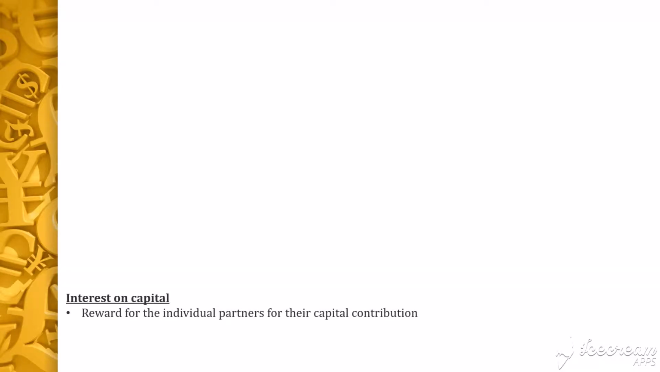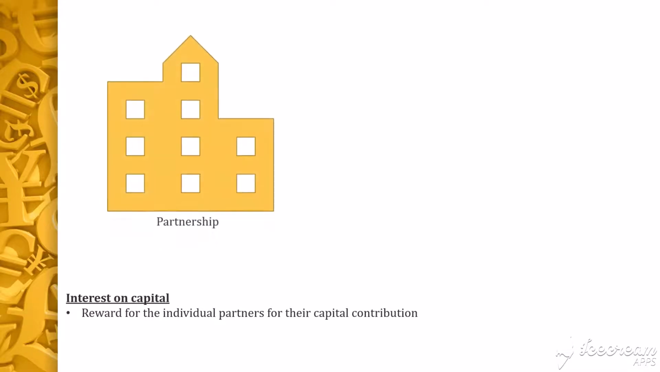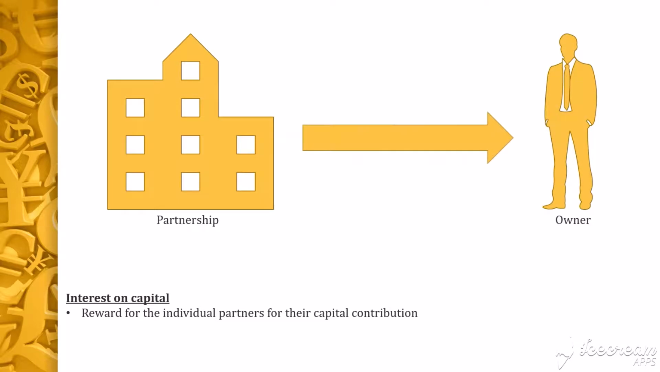Let's start with the interest on capital. Interest on capital rewards the individual partners for their capital contribution to the partnership. Here, the partnership will pay the individual partners the interest on their capital balance. Since the partnership pays the individual owners, interest on capital is an expense for the partnership. From the perspective of the individual owner, it is an income to them since they are being rewarded for their capital contribution.